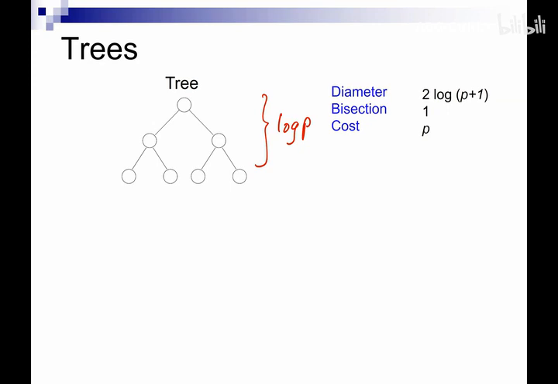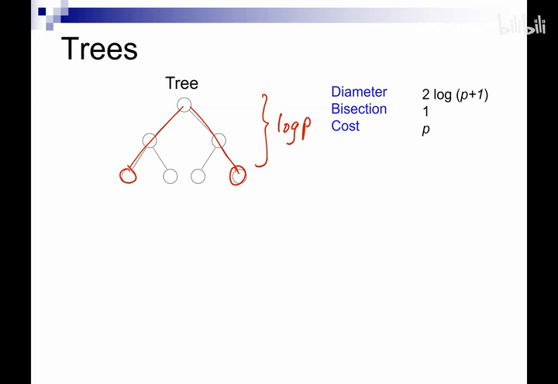And so therefore the diameter of this network, the farthest pair of nodes, the farthest distance they have to travel, is all the way up the tree and all the way down the tree. So that's basically 2 times log p. So it's got a very small diameter, these trees.